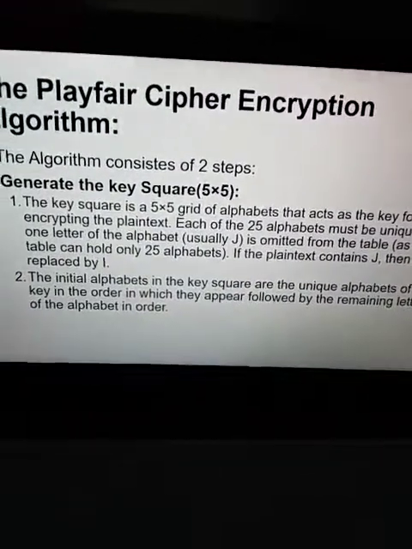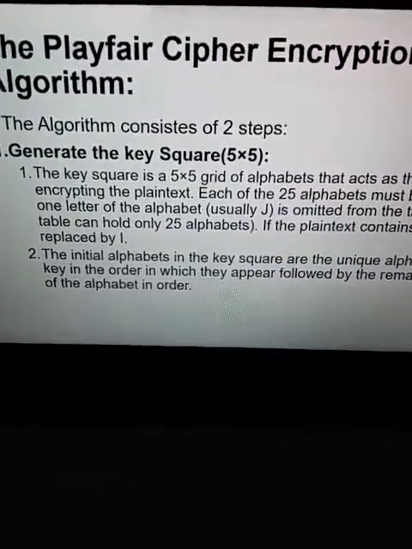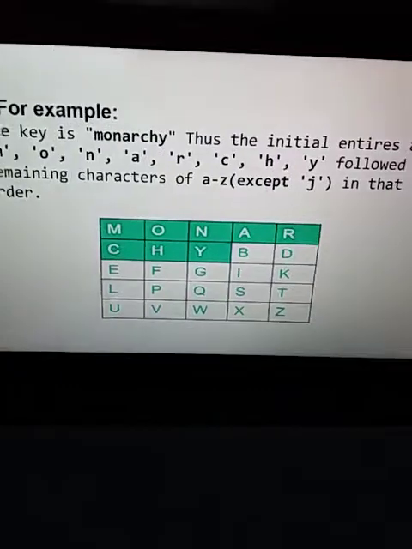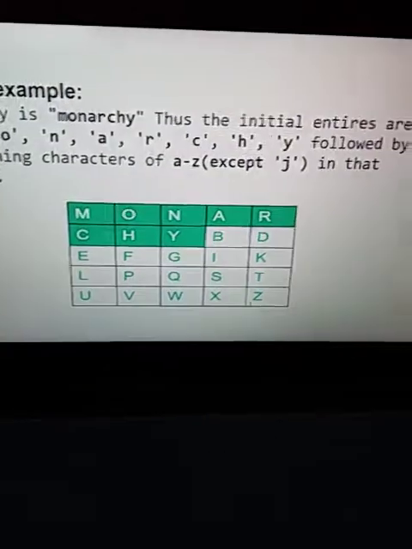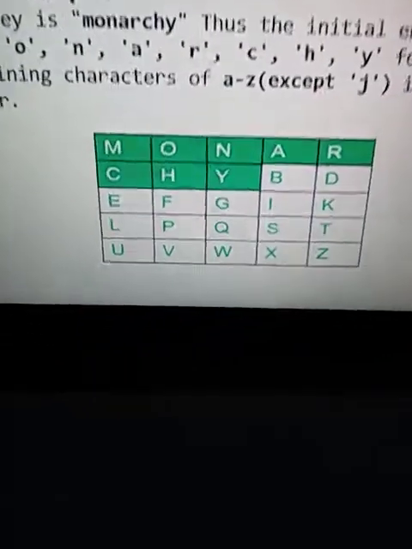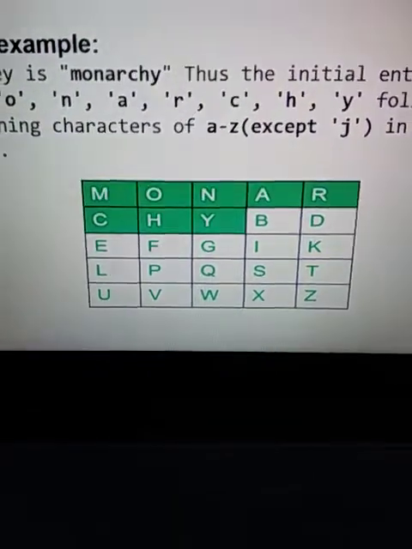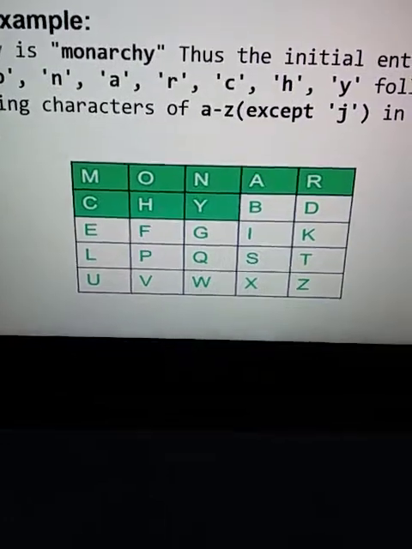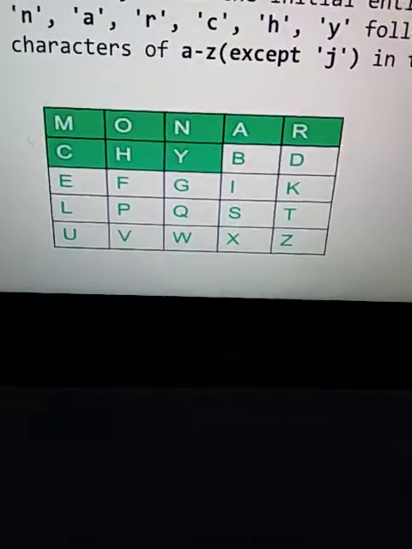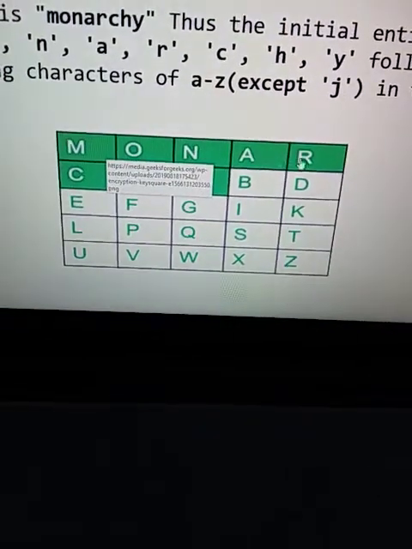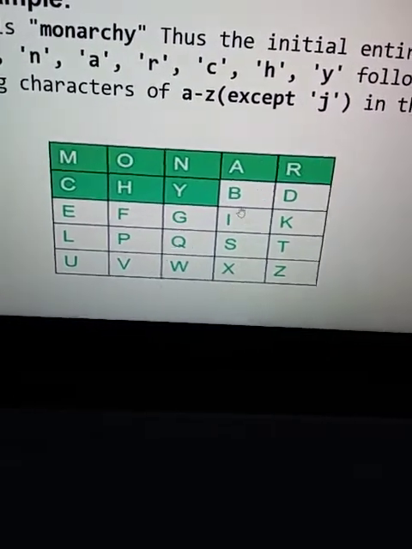So we need a key here, and the plain text. We need the inputs, plain text and the key. For example, the keyword given here is monarchy. These are the initial entries. This grid consists of 5 rows and 5 columns. The key here is MONARCHY. All the letters should exist only once. After filling in MONARCHY, we have to fill the remaining cells with the left-over alphabets.